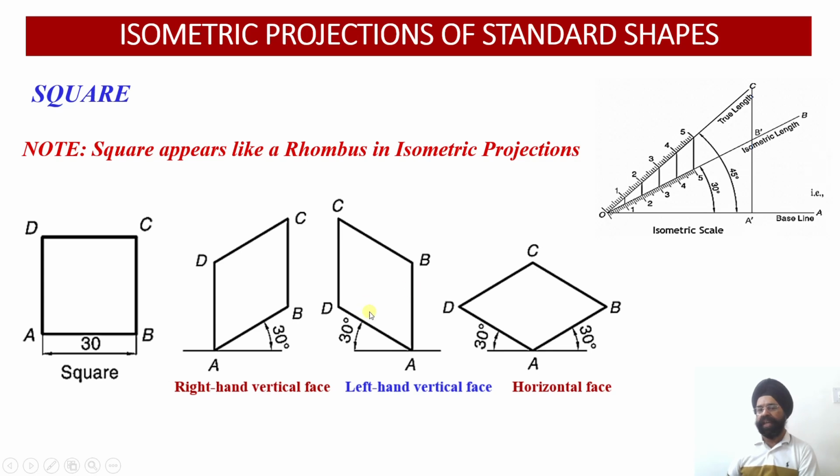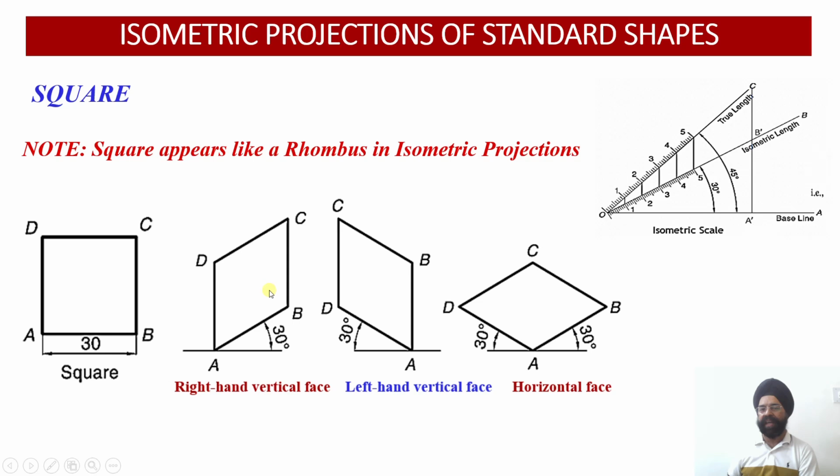Okay, so AD and AB are lying on the isometric axis, whereas BC and DC, which are drawn parallel to AD and AB respectively, are called isometric lines because they happen to be parallel to the isometric axis. Similarly, over here also these two lines were isometric lines, whereas edge AD and edge AB are contained by the isometric axis.